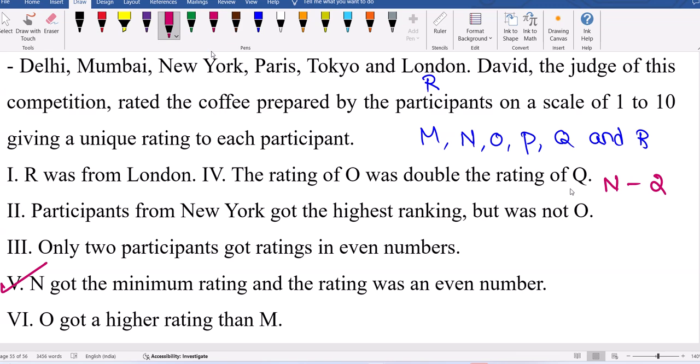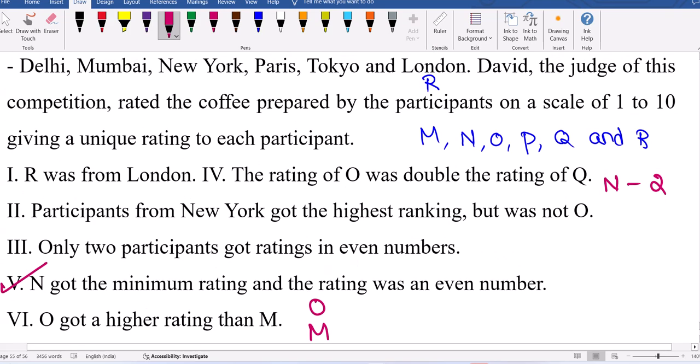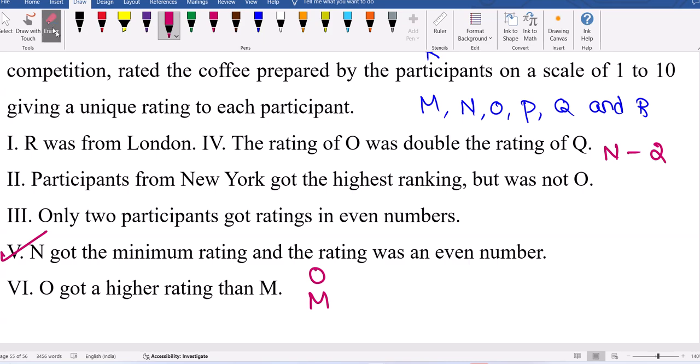O got a rating higher than M. Okay, better than M. Fine. We'll see what is what. That will decide who will get those things. So R is from London. O got a better rating than M. Good. That is noted. The participant from New York got the highest rating, but it is not O. Fine. Only 2 participants get an even number.